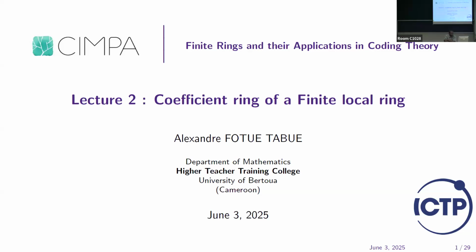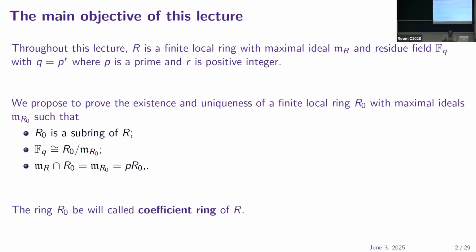Hello, everyone. Welcome to lecture 2 about the coefficient ring of the finite local ring. The main objective of this lesson is to prove the existence and uniqueness of a finite local ring R0 with maximal ideal MR0 such that R0 is a subring of R.